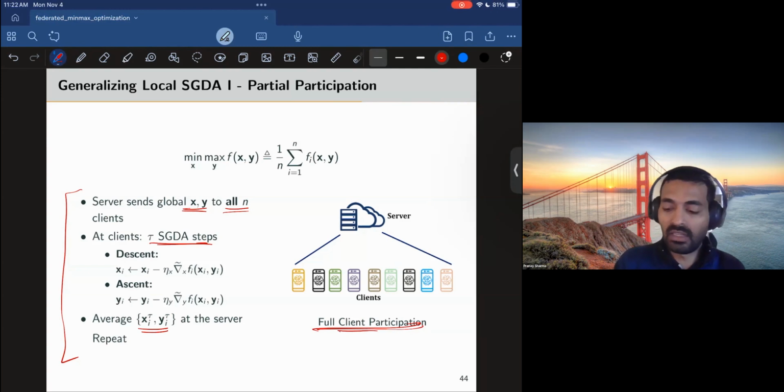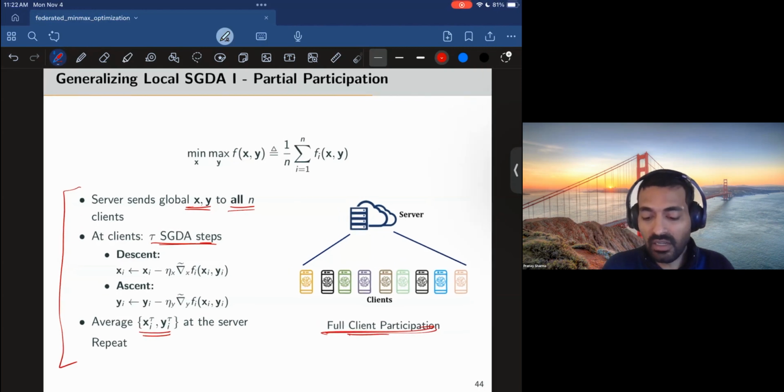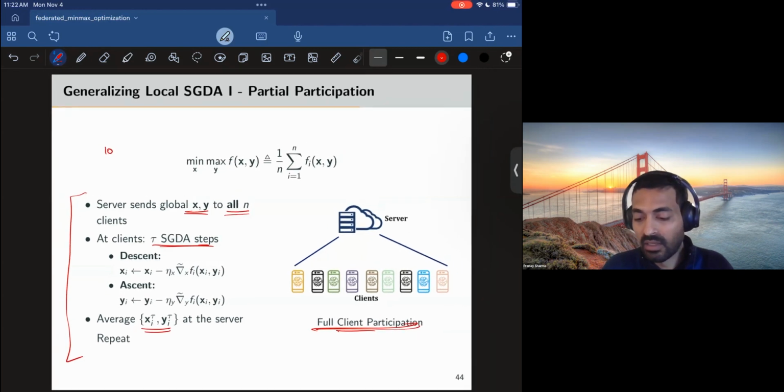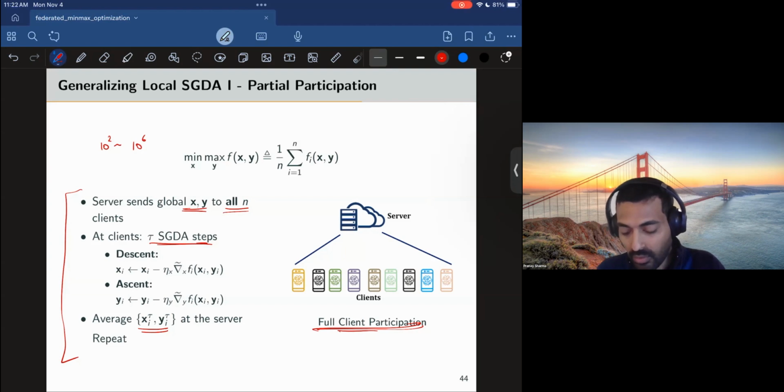And as you have seen in the partial participation lecture, this is a very strong assumption. Usually, the number of clients in federated learning applications is somewhere from a few hundred to a few million, right? So you cannot expect all the clients to be present all the time. Therefore, this is a strong assumption. And it turns out that we are able to generalize this to the partial participation setting.